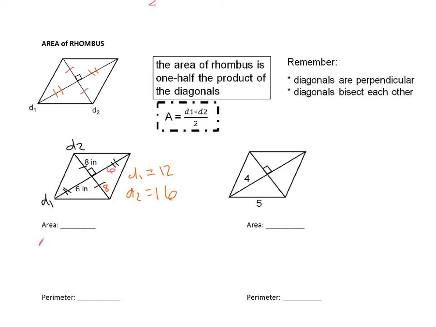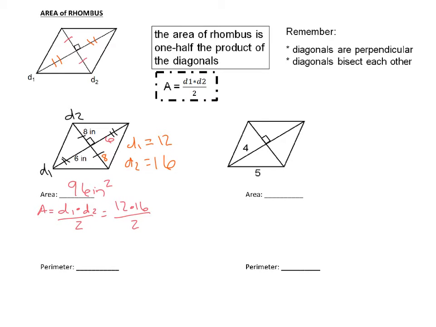According to the area formula for a rhombus, we would take diagonal 1 times diagonal 2 and then divide it by 2, which means we have 12 times 16 divided by 2. So 12 times 16 is 192, and if I divide that answer by 2, we end up with an area of 96 inches squared. Now, to find the perimeter, we need to know what the sides are.